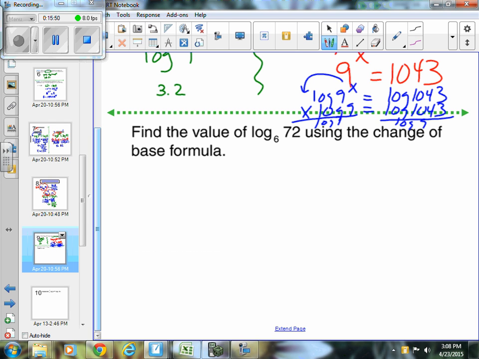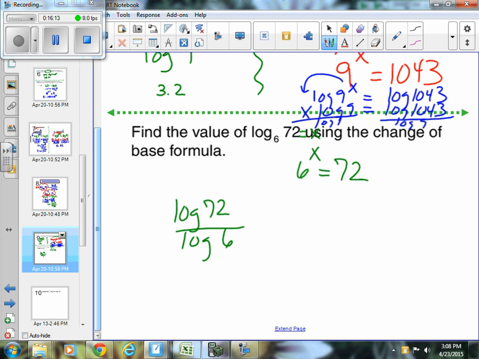Okay, so for the next one, log base 6 of 72. That means 6 to what power gives you 72? That's what that statement is saying. Well, you could guesstimate. 6 squared is 36. 6 cubed is bigger than that. It's probably in between 2 and 3. Well, just do log of the number, 72, divided by log of the base, log of 6. And I got about 2.4, going out 4 places. So when we're looking at those values, it makes it a little bit easier to see. So change of base formula is super handy.